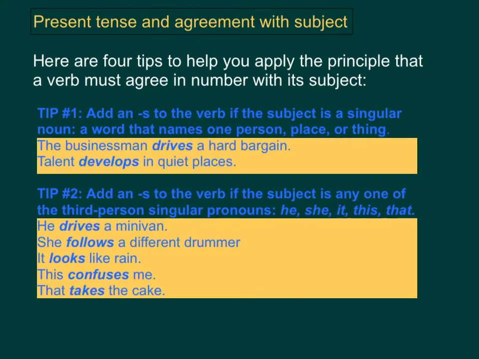再睇到一個例子。Talent develops in quiet places. 喺呢一個句子入邊，talent 係我哋嘅 subject，而佢係一個單數，所以我哋可以喺個 verb develops 後面加 s.